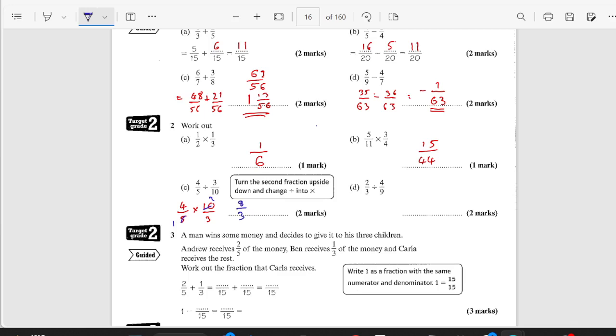And that would be absolutely fine. But I would say that that would go in fully. 3 goes fully into 8 twice, with 2 left over. So I would say that 2 and 2/3 is a slightly better answer.